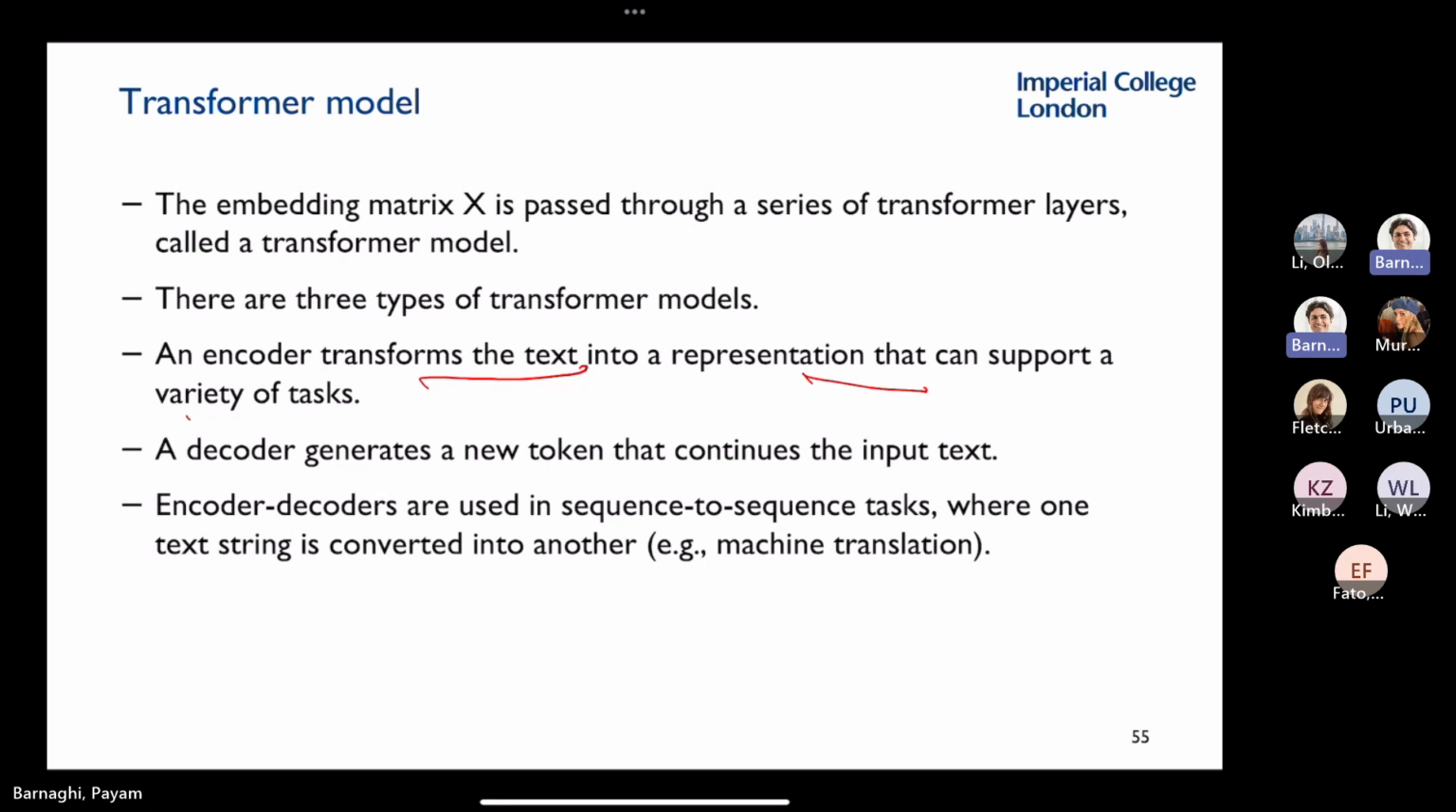They give reviews, and they ask the transformer to predict whether this review was positive or negative. By doing that, you can train your model. You need some function to train your model, and those are the training tasks. A decoder generates a new token and continues the input text. This is the GPT form. These are generative pre-trained transformers.